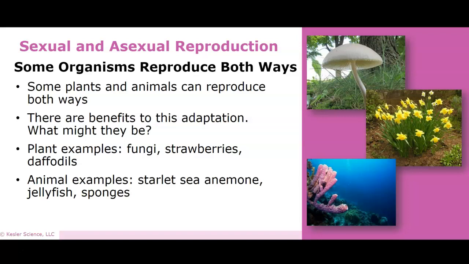Some organisms can actually reproduce sexually and asexually. There might be benefits to this adaptation. Some examples are fungi, strawberries, and daffodils. Some animal examples are the starlet sea anemone, jellyfish, and sponges.